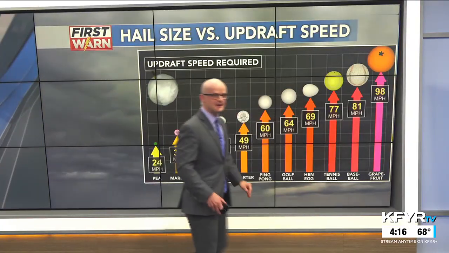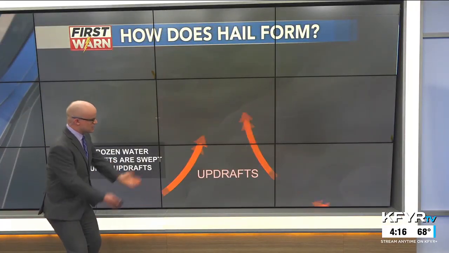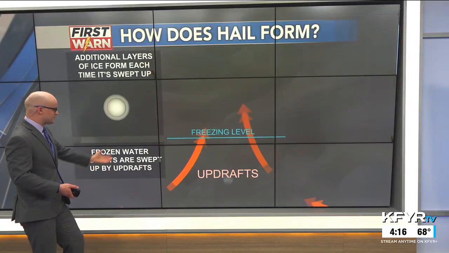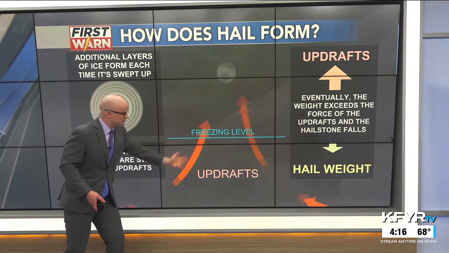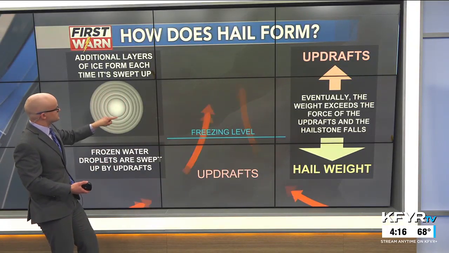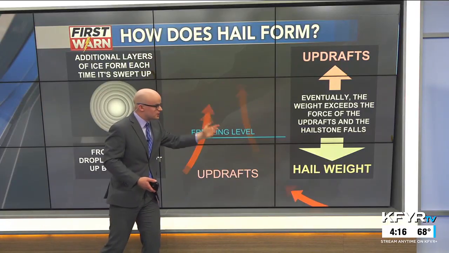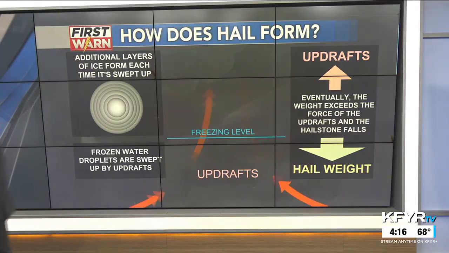For baseball-sized hail, about an 80 mile per hour updraft is required, because within these thunderstorm clouds, those updrafts are pulling the frozen water droplets above and below the freezing level. Each time they go above and below it, they create more ice. So they create these kind of ring layers each time they're swept up. Eventually, though, the weight of the hailstone exceeds the force of the updrafts, and the hailstone falls down to the ground. So it's all about how fast the air is rising in our atmosphere to dictate what kind of clouds we're going to get, and then within the thunderstorm clouds, what type of hail we're going to get, what size.